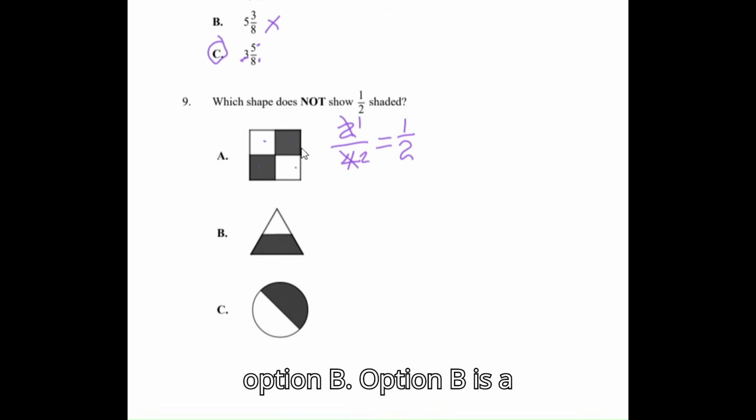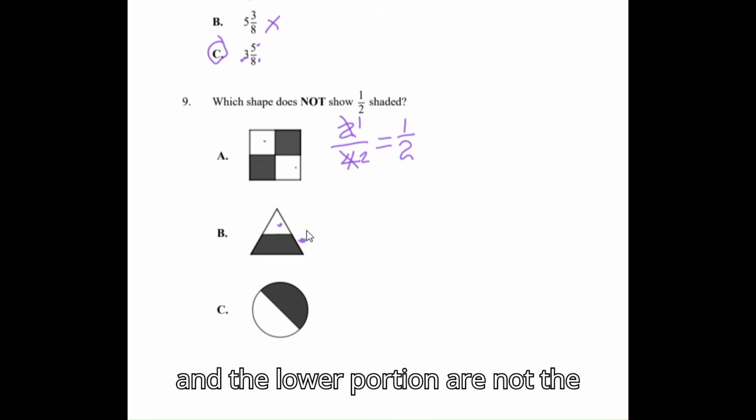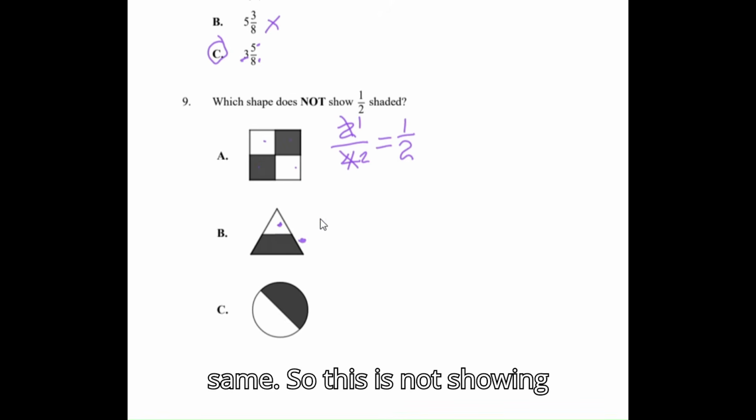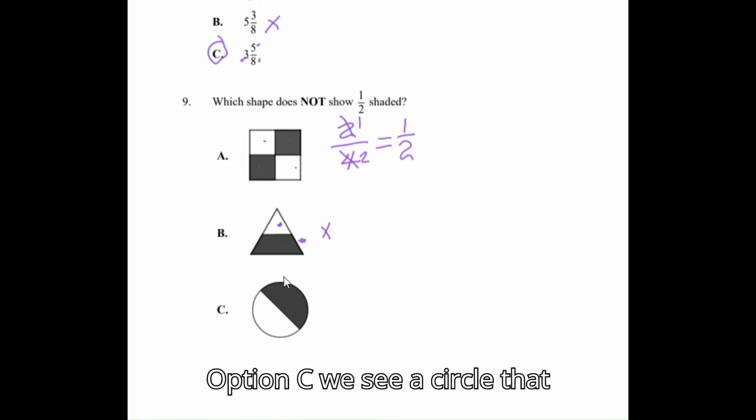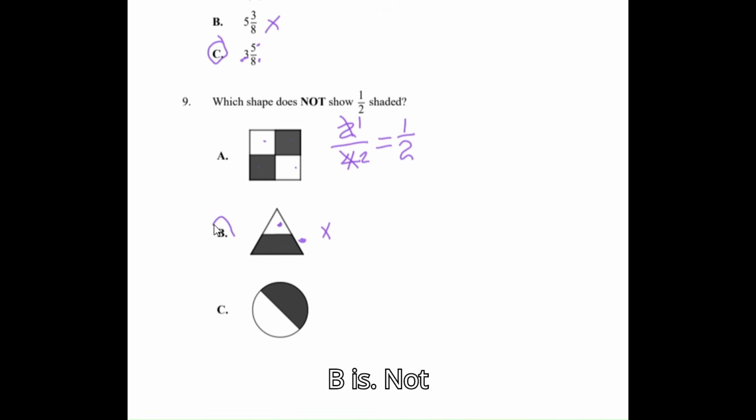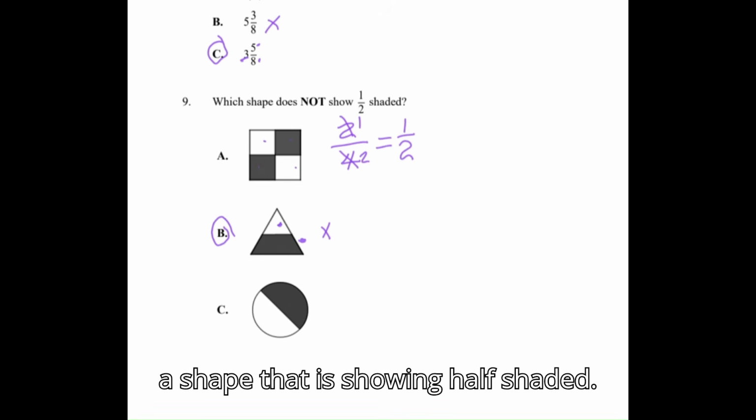Now let us look at option B. Option B is a triangle, but it was cut crossway. So does this represent a half? No, because this portion and the lower portion are not the same. So this is not showing a half. Option C, we see a circle that was cut in half diagonally and half of it was shaded. So option B is not a shape that is showing half shaded.